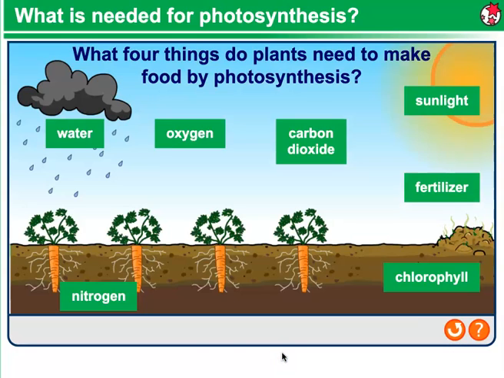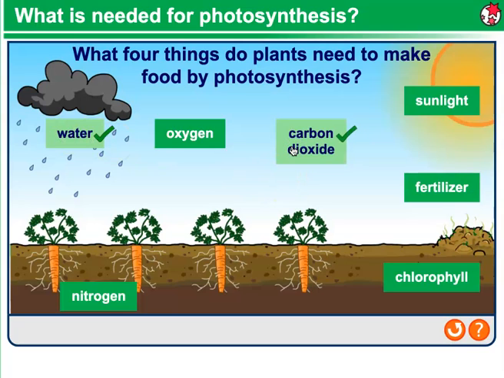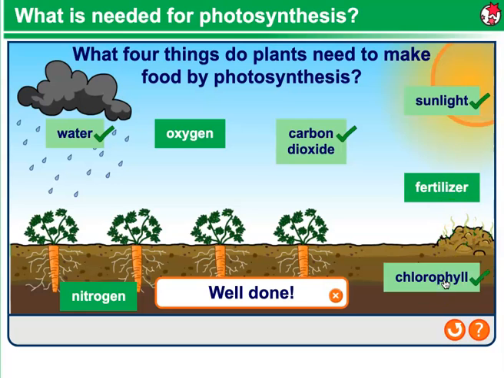So what is needed for photosynthesis? First, water. The second thing that is needed is carbon dioxide. We also need sunlight. Maybe a little bit of nitrogen? Not so much. Potentially some fertilizer? No, not really that either. We definitely are going to need chlorophyll to get photosynthesis to occur.